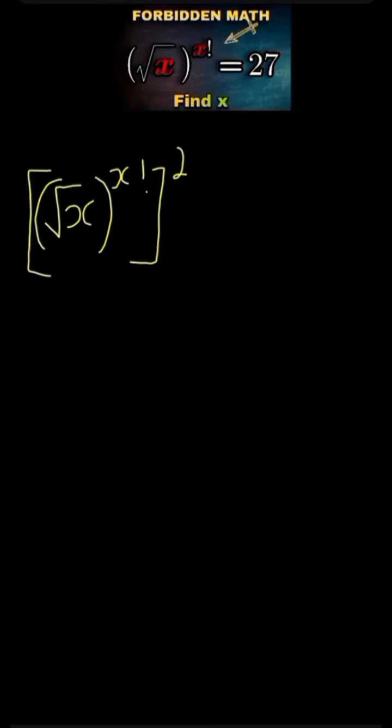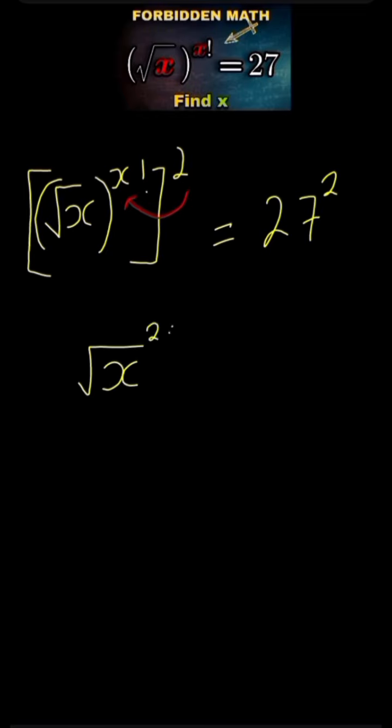First of all, let us eliminate the square root of x by squaring both sides. Doing that, we are going to have (square root of x) to the power of x factorial, all squared, equals 27 raised to the power 2. 2 multiplies x. We have square root of x squared times x factorial equals 27 squared.